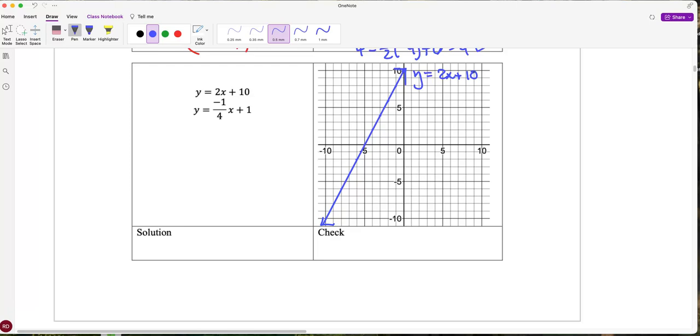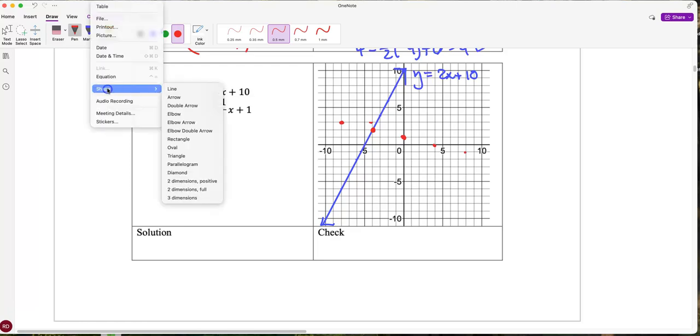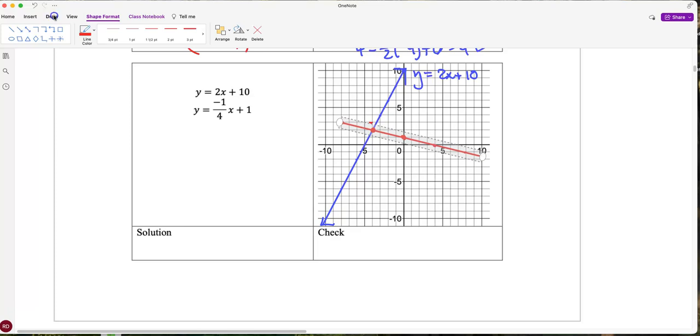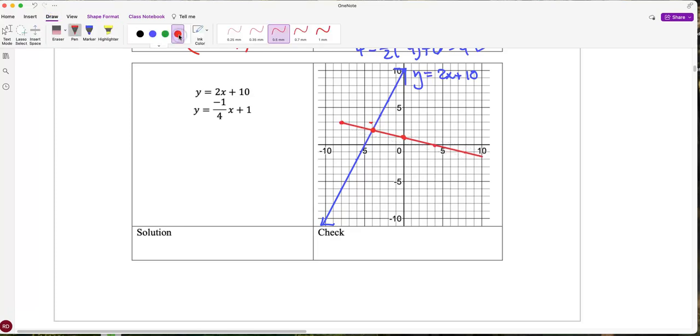Y equals negative 1/4 x plus 1. So y-intercept is 1. If the slope is negative 1/4, I go up 1 over 4. There's my intersection. Up 1 over 1, 2, 3, 4. Okay. Down 1 over 4. Down 1 over 4, and so forth. So then I can draw that line like so. This is y equals negative 1/4 x plus 1.